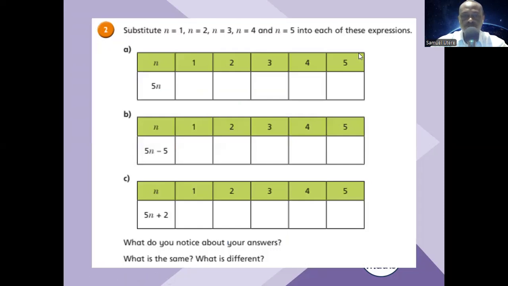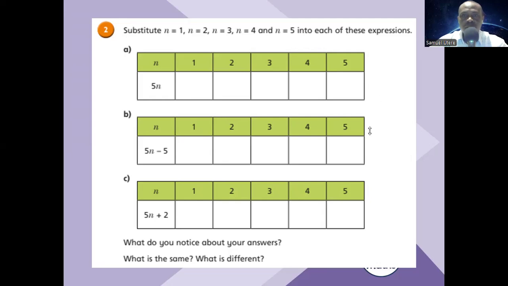Okay, here is question 2. I want you to pause the video and do question 2 in 3 minutes. Again, you're asked to substitute n equals 1, n equals 2, and n equals 3 all the way to n equals 5 into each of these expressions. So another way to put this question, I could have asked you to find the first 5 terms of this sequence. So I'll just give you 5n. Say find the first 5 terms. Of course, you would do the same thing that we're doing now, but it's just put very simply to you to use the values of n 1 to 5. It's the same thing as telling you to find the first 5 terms of a sequence.